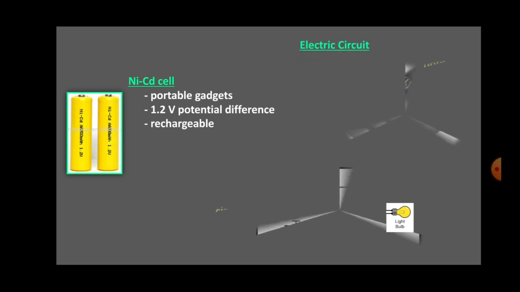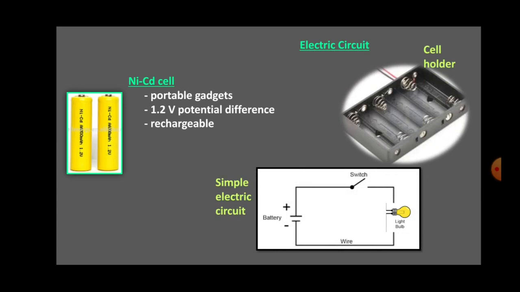Then next we are going to study the electric circuit. Now as you can see on the screen, there is an electric circuit. The first one is the cell holder, in which the cells are placed. It can be in the remote, it can be in the transistor, it can be in any electrical gadget where the battery or the cell is used.